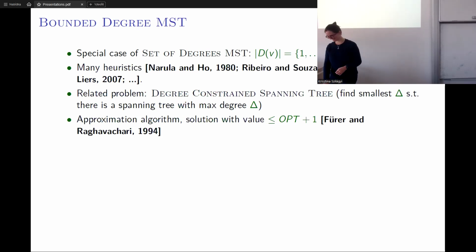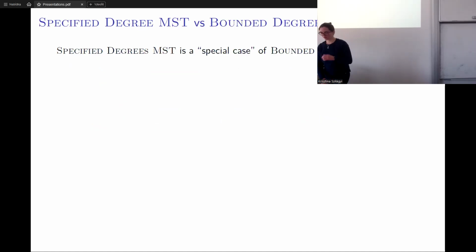Yeah, and so for this degree-constrained spanning tree where we have a global bound, we have some approximation algorithms that are pretty good. But in this talk we will talk about exact algorithms.